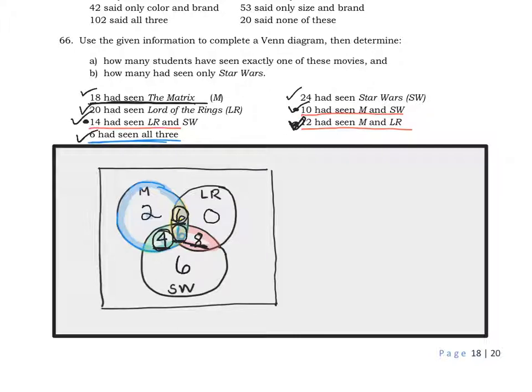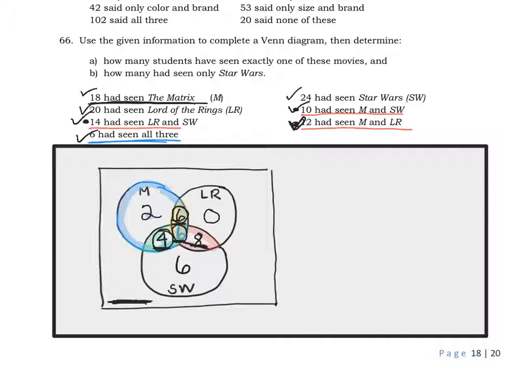Now, they did not tell us how many people they polled in general. Otherwise, we would be able to figure out what we have here. They didn't tell us how many people they polled, and they certainly didn't tell us how many people didn't see any of these. So we're going to assume that this is 0.